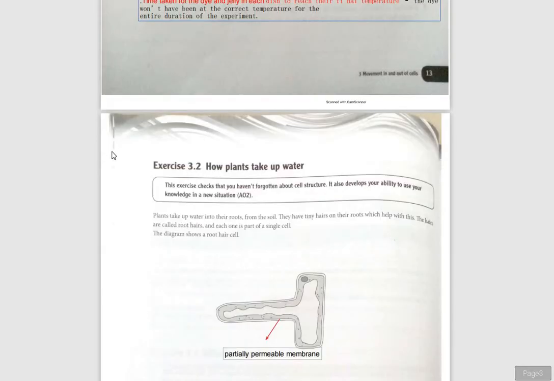Yeah. So now exercise 3.2, how plants take up water. This exercise checks that you haven't forgotten about cell structure. It is so important to know the cell structure in both plants and animals, the main differences between plant cell and animal cell. You have to know this because it's a very popular question. They almost ask every year. It also develops your ability to use knowledge in new situations.